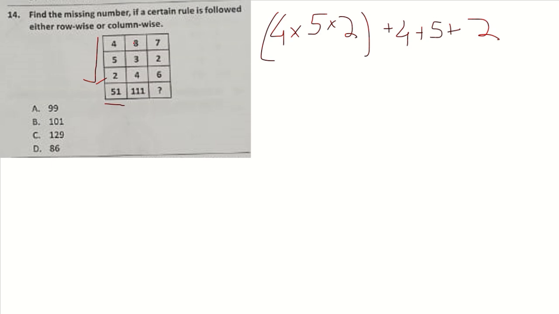Same for this, 8 into 4, 32, into 3, 96, plus 8, 104, plus 3, 107, plus 4, 111. And so for 7, 2, and 6, 7 into 6 is 42. 42 into 2 is 84, plus 7, 91, plus 2, 93, plus 6. Option A, 99 is the correct answer.